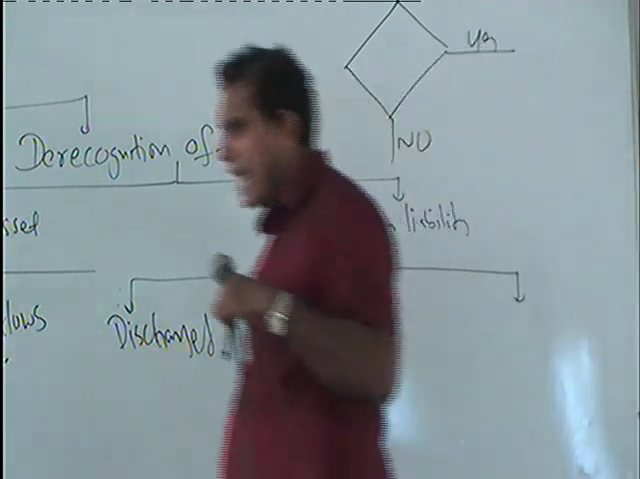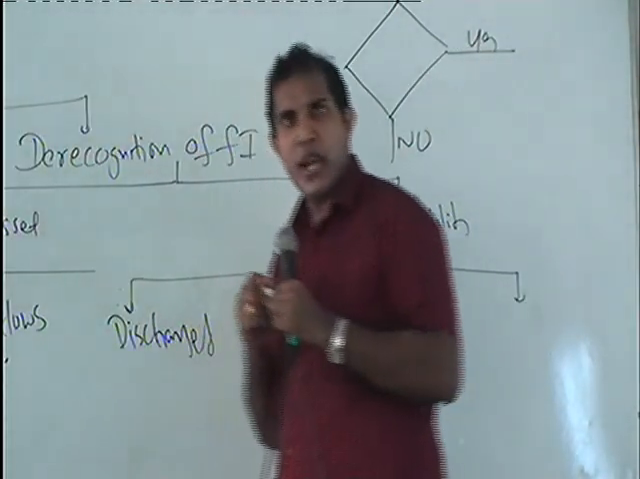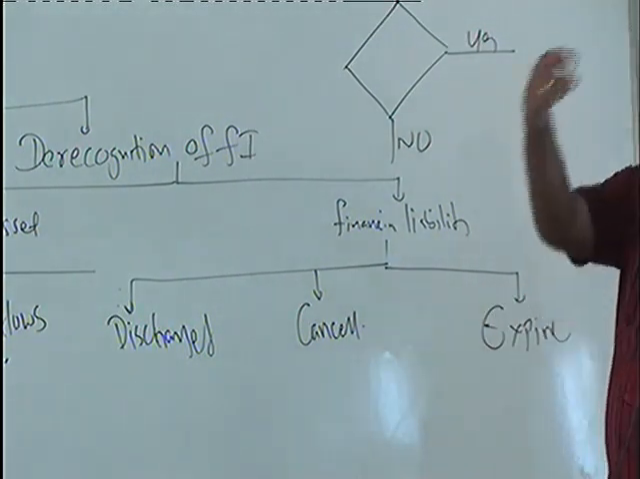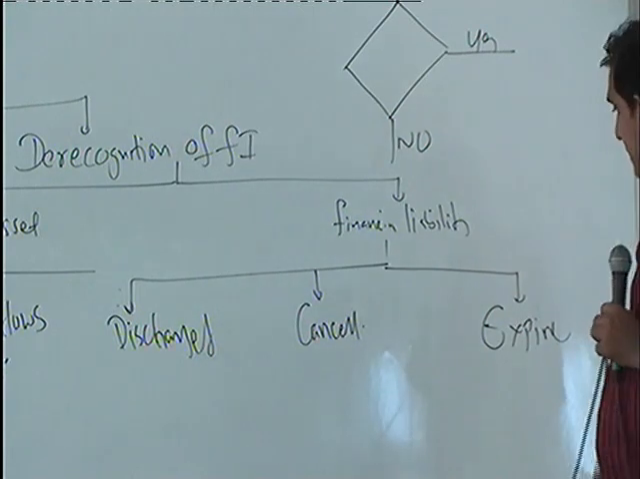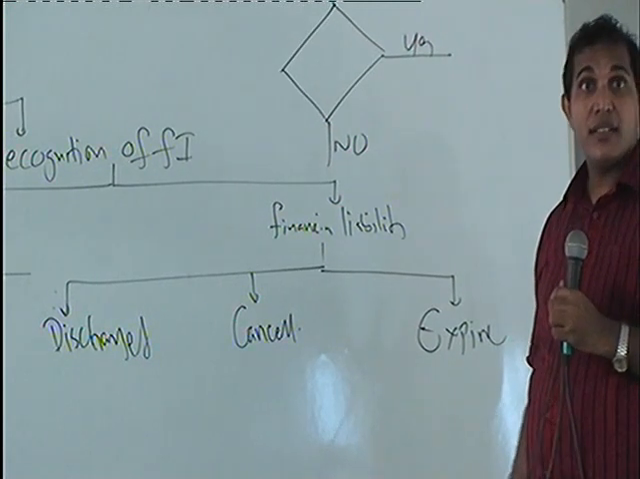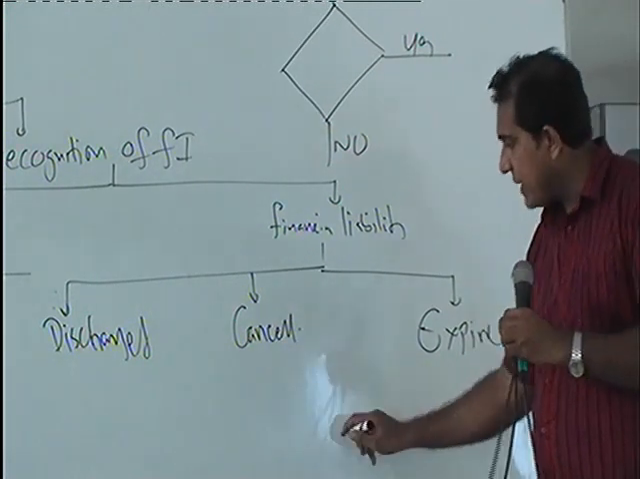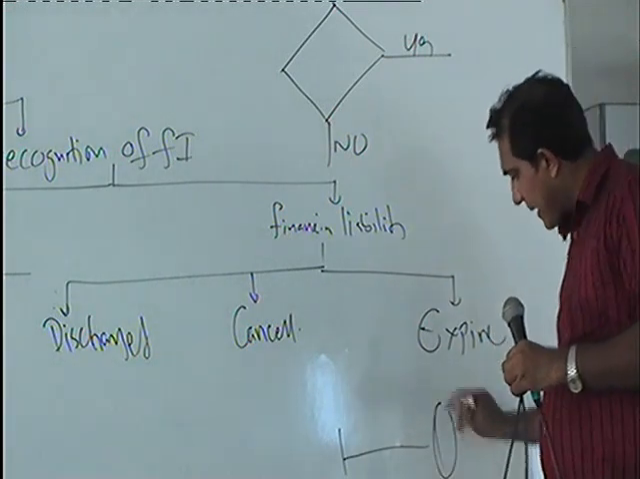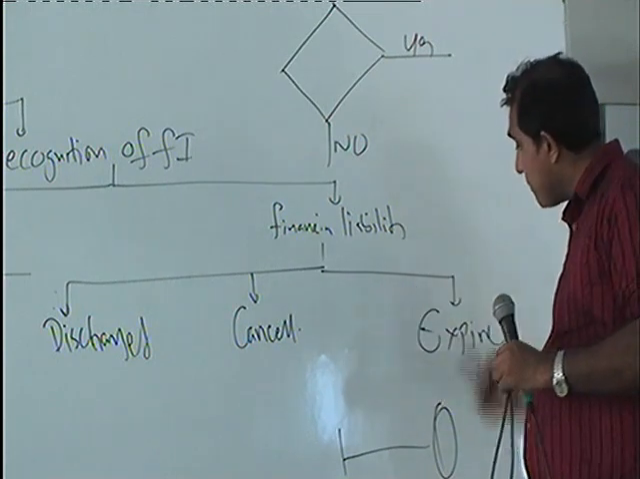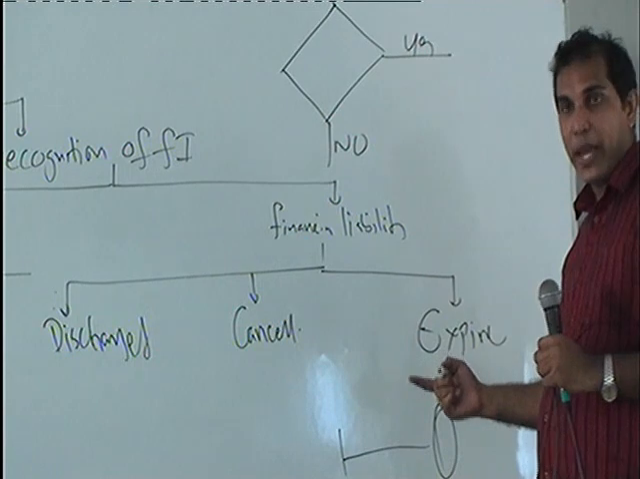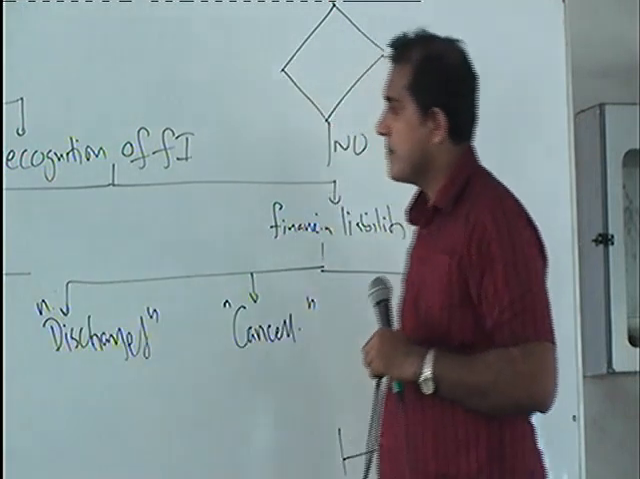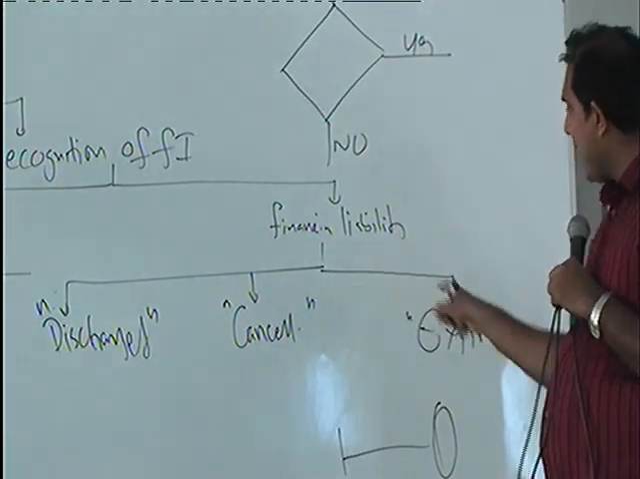Next one, expire. Expire means we achieved the end of the period. Suppose we have issued preference shares or bonds for 5 years. Then we came into the 5th year. Once time is going, our liability is expiring. So that is the meaning of expire. Okay? Discharge, cancel, and expire.